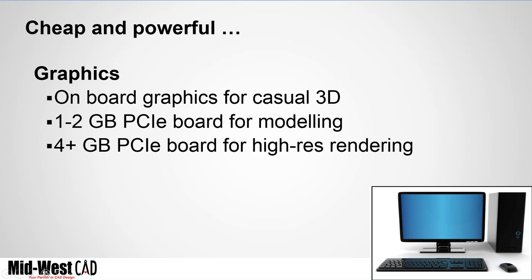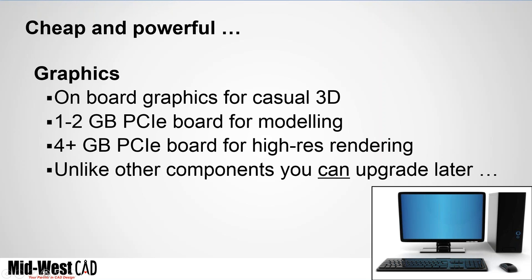If you're doing high res where you need huge frame buffers and a lot more performance, then of course you can start looking at the more expensive cards, 4 gigabytes and up. One thing that I will say is, unlike a processor, unlike the RAM, graphics cards are something that can be updated later. You could buy a machine initially and just use the onboard graphics, see how that serves you, and if your user is outgrowing it, you can put in a higher performance graphics processor board later. So it is something that you can try to save a little money on up front, and then you can go ahead and power it up later if you'd like.